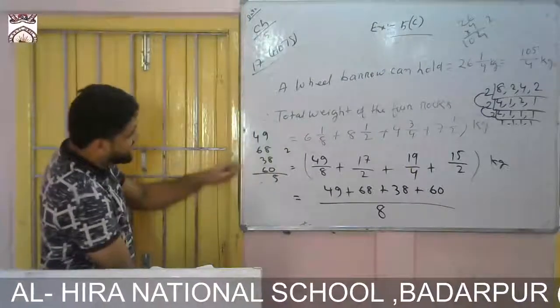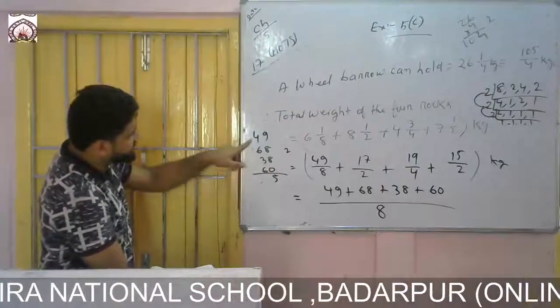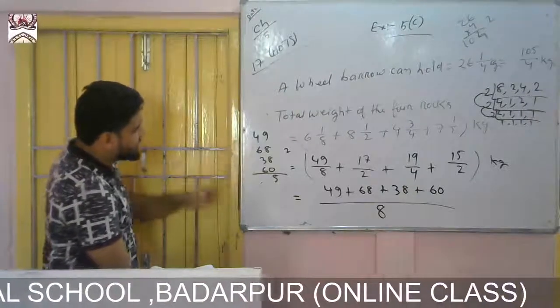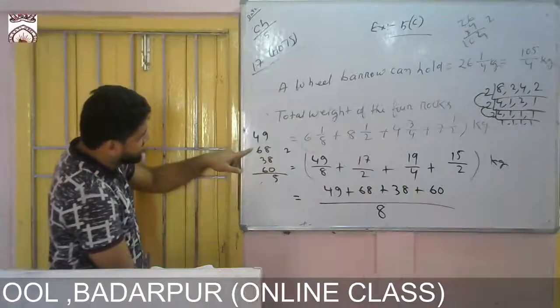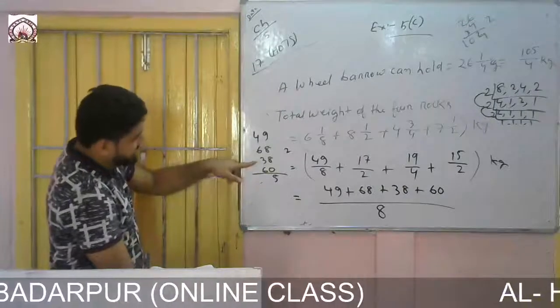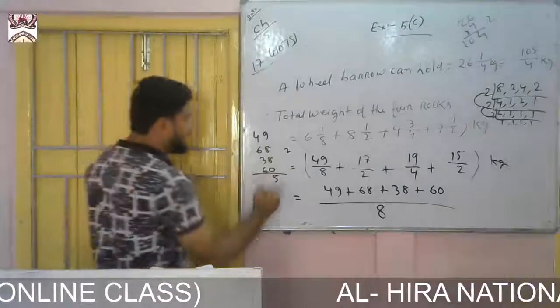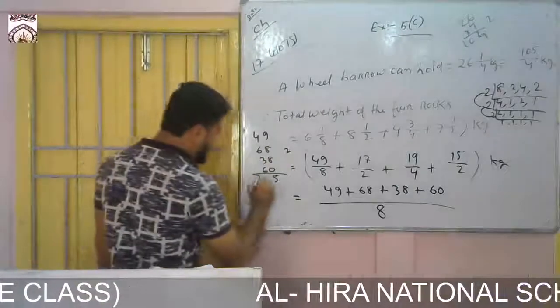Okay. So here you see 6 plus 4, it is 10. And 6 plus 3 is 9. So 10 plus 9, what is it? 6 plus 4 is 10. 10 plus 3 is 13. 13 plus 6 is 19. 19 plus 2: 19, 20, 21.